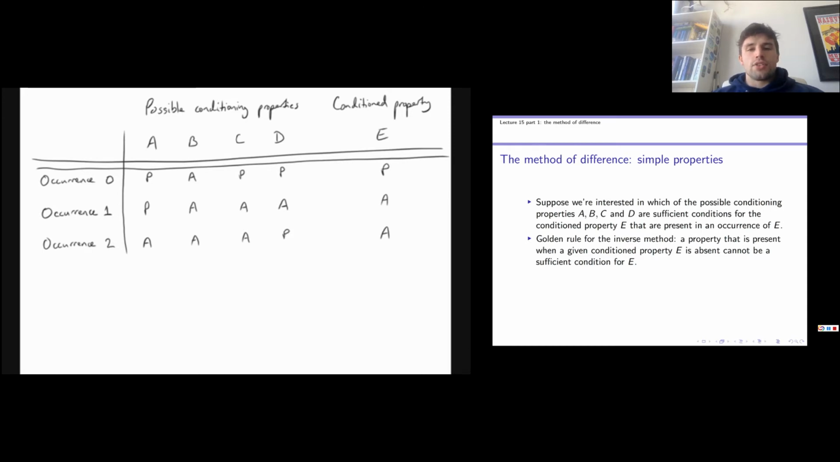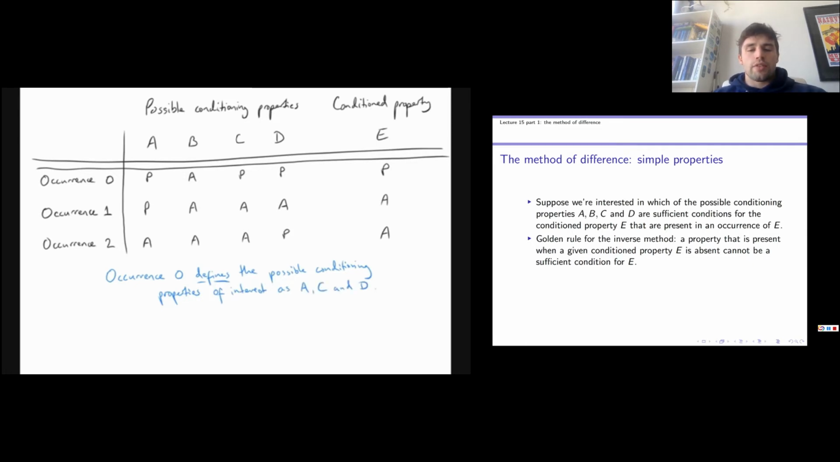So the method of difference first rules out B as a possible sufficient condition that we're interested in, because B is absent while C is present, and we're only interested in the ones that are present while E is present. So occurrence 0 defines the possible conditioning properties of interest as properties A, C, and D in this example.